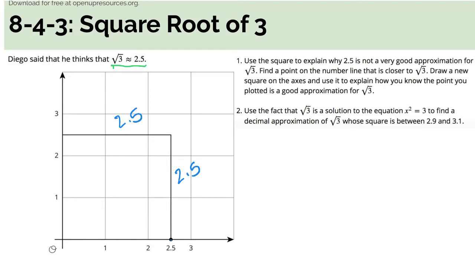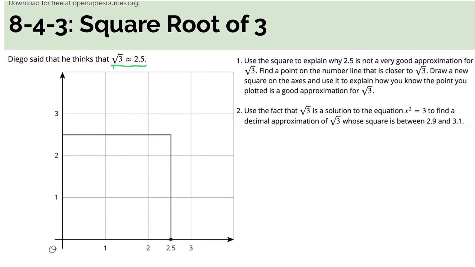Now, if I take 2.5 times 2.5, I get 6.25, which is clearly not an area of 3. Also, I can see that I already have an area of 4 just right there with those 4 whole units. And so 2.5 times 2.5 is not going to be 3. So the square root of 3 is not 2.5. So we are going to find a better approximation.